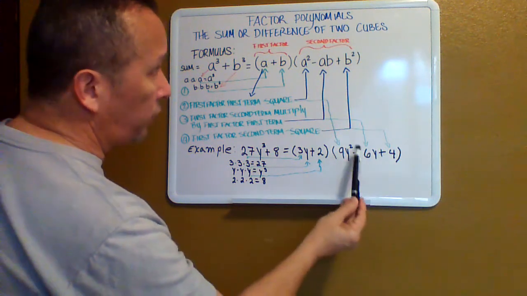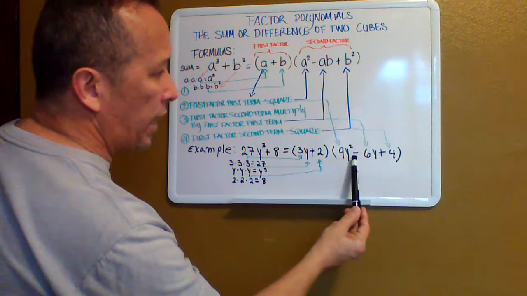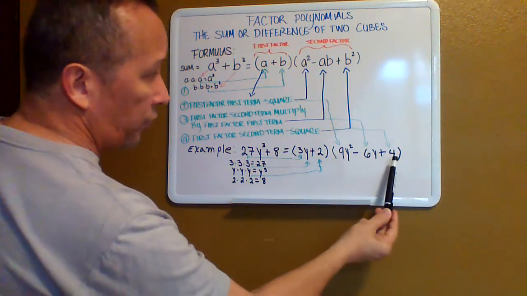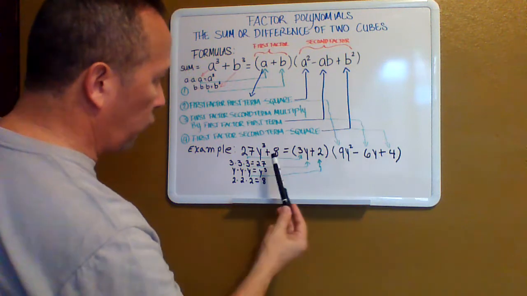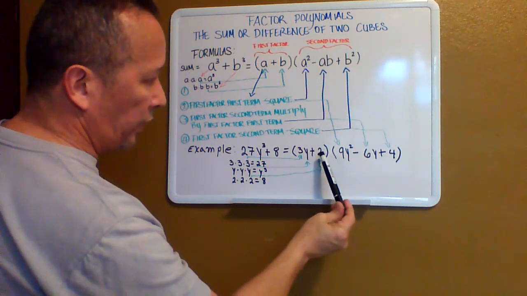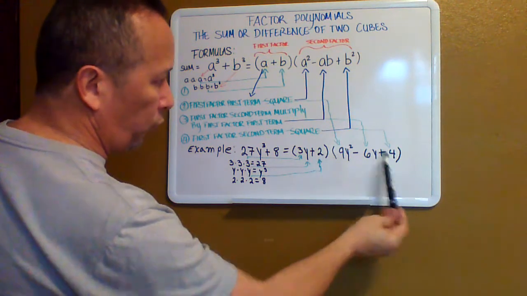Remember, the second term of the second factor has a negative sign. Very, very important. To get the third term of the second factor, we have to square the second term of the first factor. Squared, the number 2 equals 4.